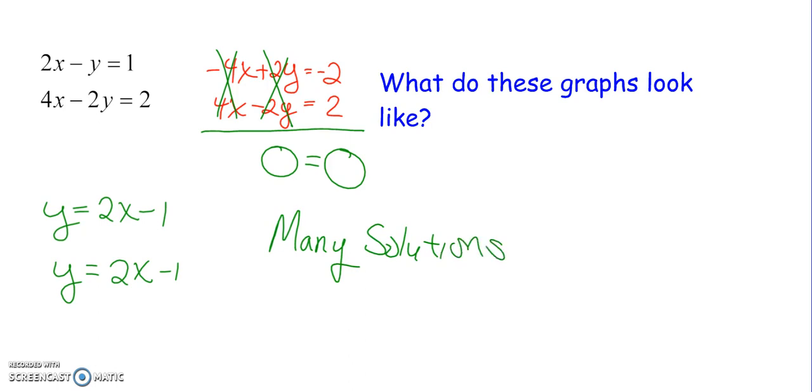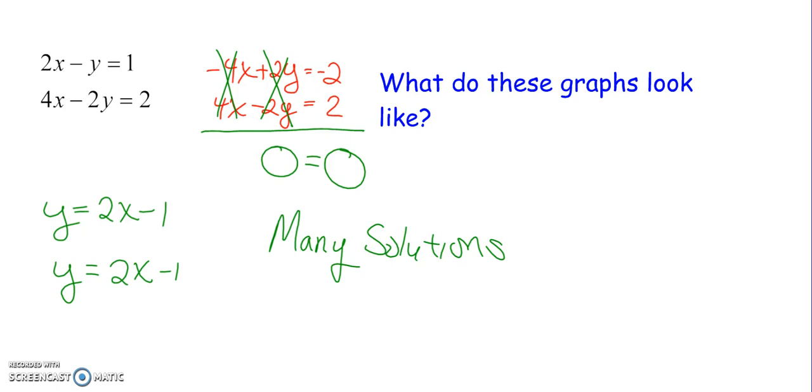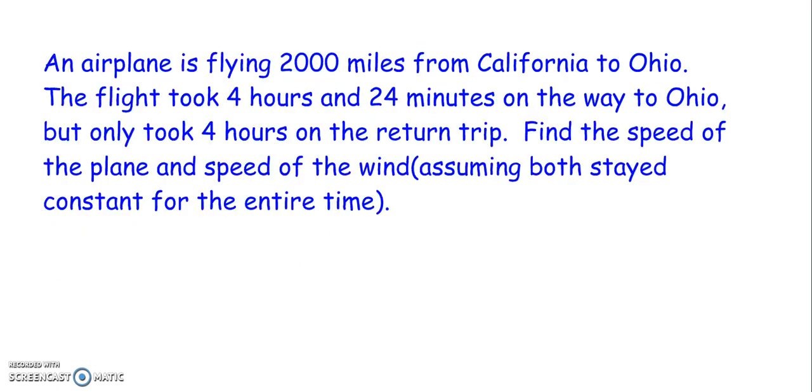So the two different conclusions we want to focus on are, all right, sometimes all of our variables cancel out, and you have a statement that makes no sense, like 0 equals 7 or 0 equals -5. In that case, we say no solution. Or if I have a statement that does make sense, like 0 equals 0, or 10 equals 10, or 3 equals 3, then I'm going to say many solutions.